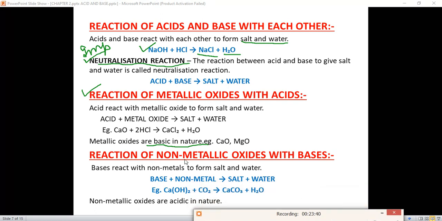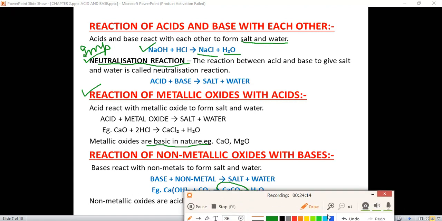Next topic is reaction of non-metallic oxides with bases. How will a base react with a non-metallic oxide? Bases react with non-metallic oxides to form salt and water. Example, calcium hydroxide, Ca(OH)2 plus CO2. Calcium hydroxide is a base. CO2 is a non-metallic oxide. They will form CaCO3, which is a salt, calcium carbonate, and water. Non-metallic oxides are acidic in nature.